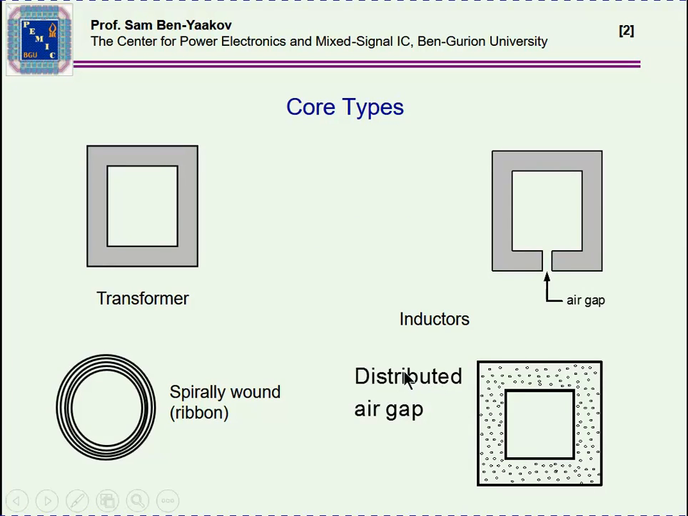There are a number of core types. For example, there is the solid core, primarily made of ferrite material. This is used for transformers. There is a solid core with an air gap, and there is a powder core with a distributed air gap, like this. And then we have the wound cores, which are made of ferromagnetic material, which is fairly conductive, so therefore they have to be formed into very thin layers like a ribbon and then wound around.